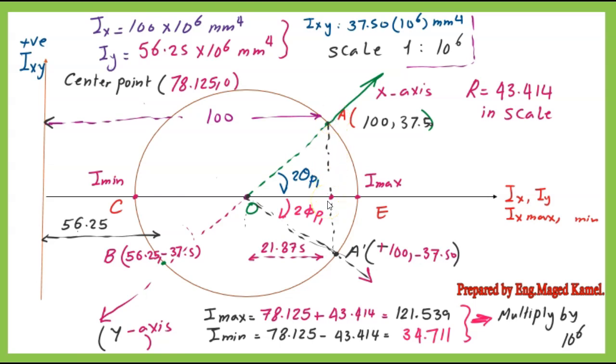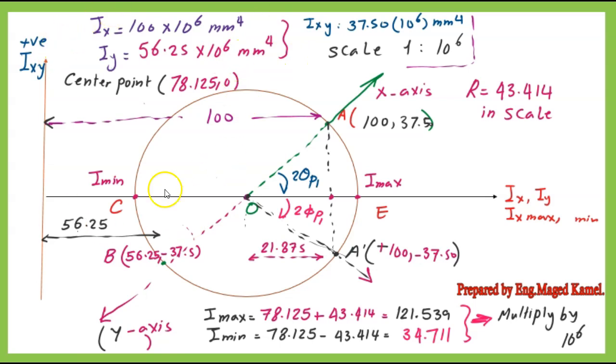Consider one unit is 10 to the 6 mm to the 4. Point A coordinate is 100 units, 37.5 units. Number 4, locate point B where a coordinate of Iy, minus Ixy. The point B is drawn at the right side and with Ixy downward. Point B coordinate is 56.25 units, minus 37.5 units.